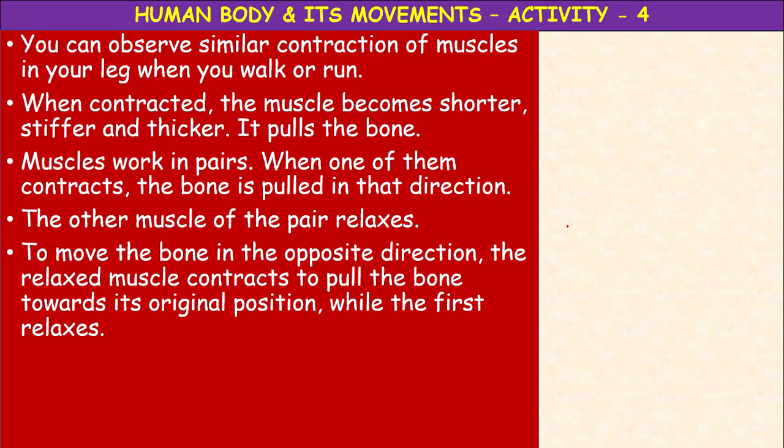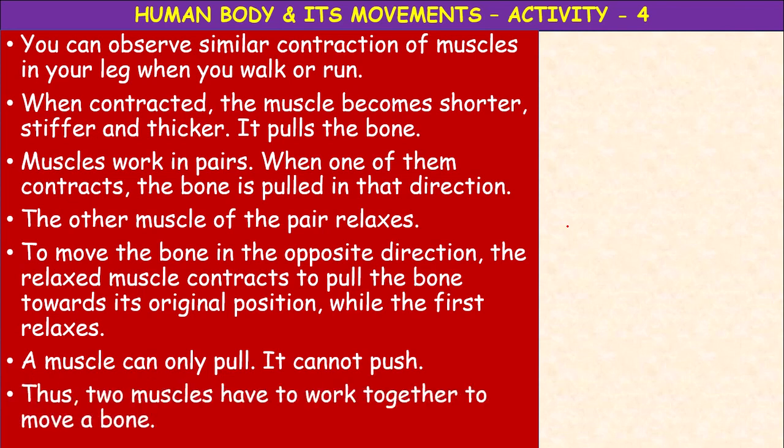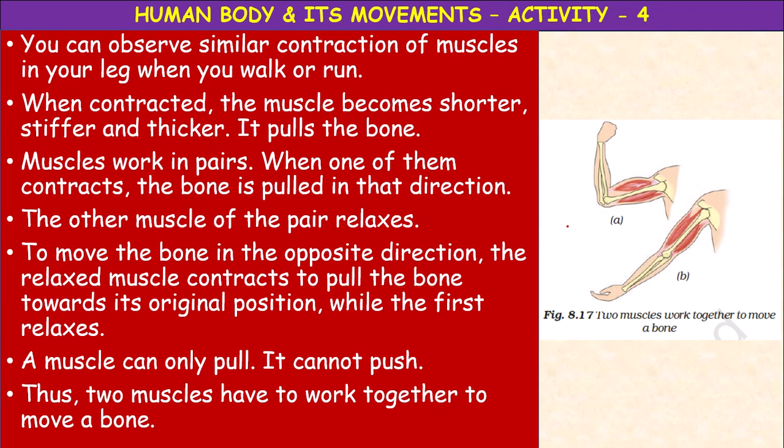The mechanism of working of the muscle is contraction and relaxation. When it contracts, the muscle pulls the bone. When it relaxes, it releases. Okay. So a muscle can only pull, it cannot push. Thus, two muscles have to work together to move a bone. Okay, the two muscles work together to move a bone. This is the concept we have learnt.